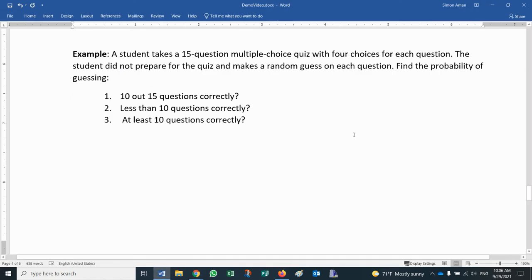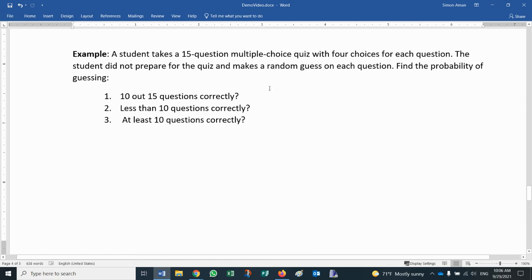Let's use this example. Here it says a student takes a 15 question multiple choice quiz with 4 choices for each question. So the 15 questions, all of them are multiple choice and there are 4 choices, let's say A, B, C, D. The student did not prepare for the quiz and makes a random guess on each question. Right? So the student is just randomly selecting. The student doesn't know which one is the answer. So the question is find the probability of guessing, number one, guessing 10 out of the 15 questions correctly.